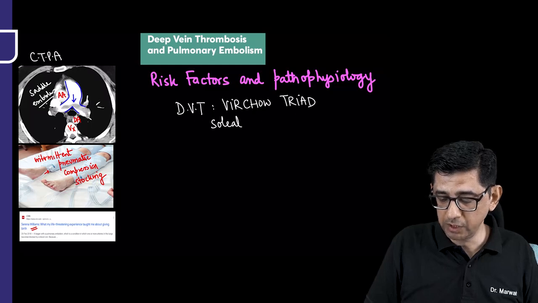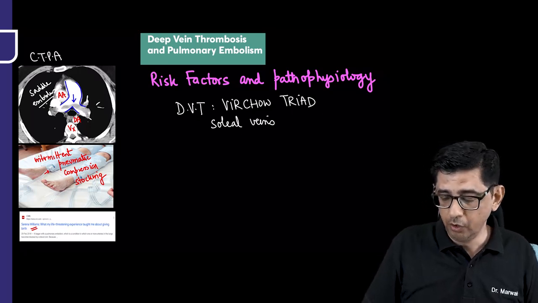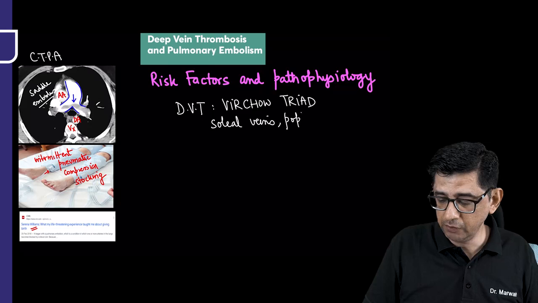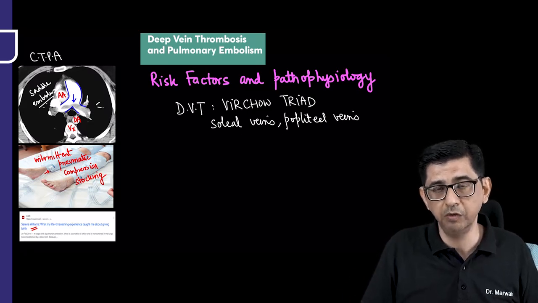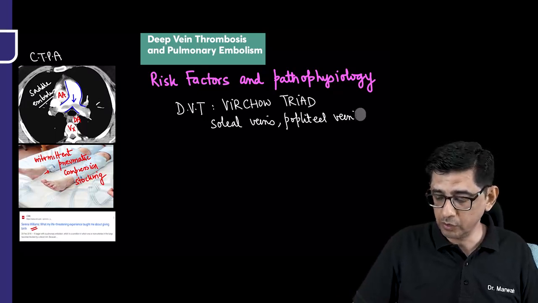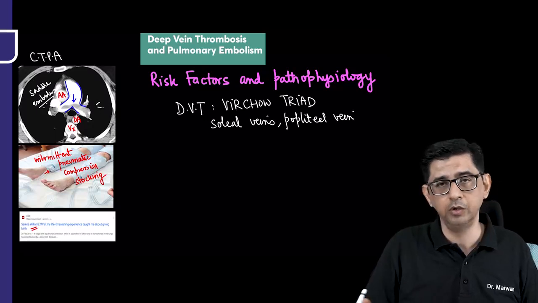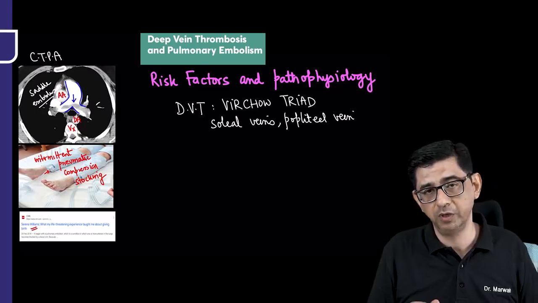Which are the veins that would be involved in deep vein thrombosis? The clots could develop in the soleal veins, the popliteal veins, or the iliac veins. The larger the caliber of the vein, or the closer the vein is to the heart, the bigger the size of the clot that can spread retrogradely and cause blockage of the pulmonary artery main trunk or the branches of the pulmonary artery, and therefore breathing difficulty can be experienced by our case.